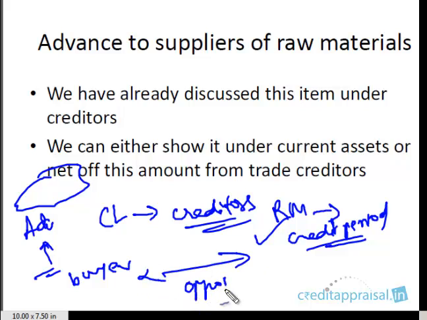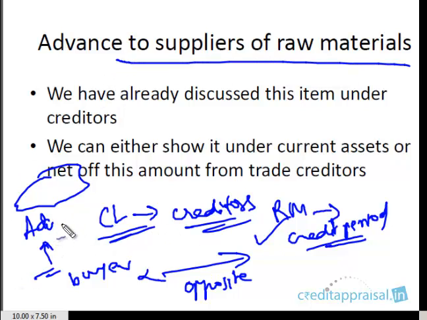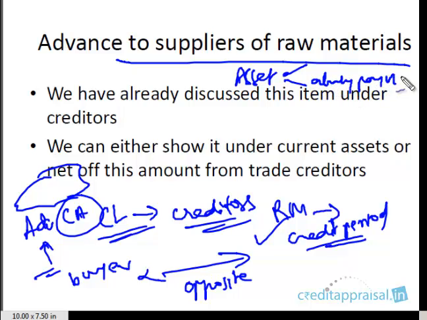So creditors anyway you are going to show in the current liabilities. If you have this advance to suppliers of raw material, you are going to show it in the current asset because it is an asset. How do we define an asset? The second definition, it is something for which we have already made the payment but we didn't avail the service yet. So here we have paid the advance but we didn't avail the service. The product is not yet given to us.